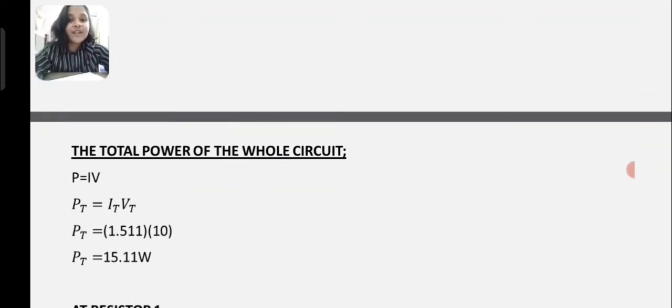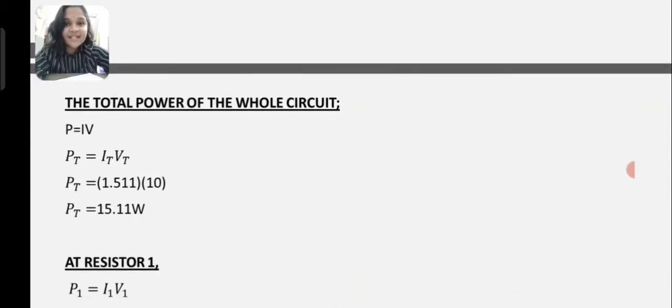So in order to find the power of the whole circuit, we have to use the formula of power, which is equal to voltage times current. P is equal to IV. As we see here, for the whole circuit, PT is equal to IT times VT, which is equal to our total current of 1.511 ampere times 10, which is equal to 15.11 watt.